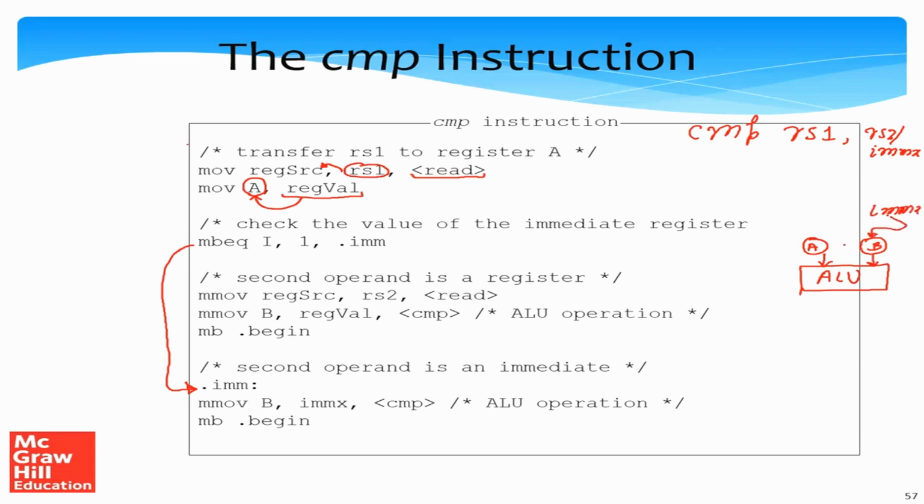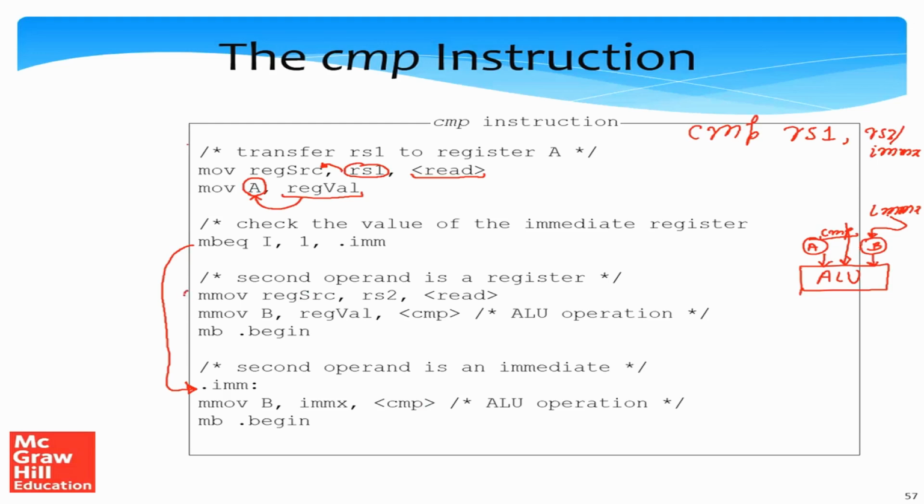And since A is already pre-populated right over here, we send the compare command on the bus via the args mechanism. We send the compare command. So the ALU will populate B and in parallel also do the comparison. In one cycle we will be done.